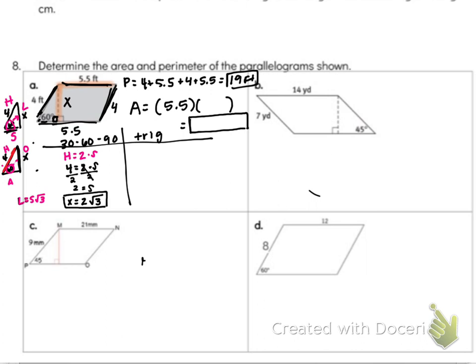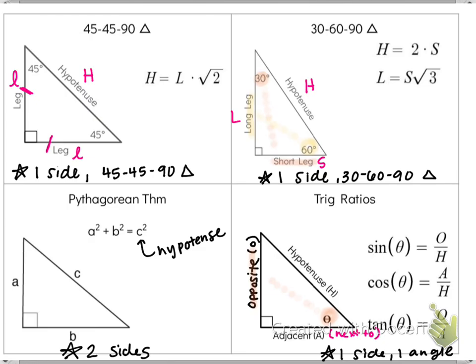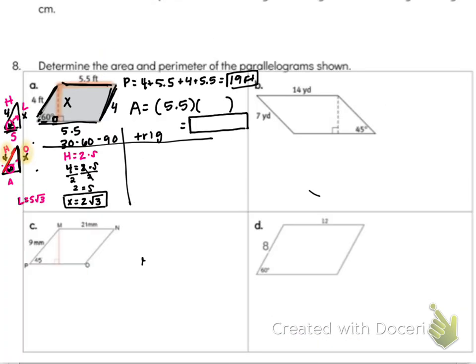Well, for this one, I have information right there on the H and on the O. So H and O, we're going to be using H and O, sine. So set it up like this, sine, and then theta is your angle, so sine of 60 equals O divided by H. So your O is X. Your H is this 4 right here.